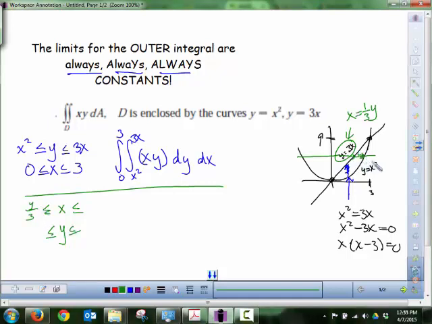I would be inside the region until I get out through the relationship y is equal to x squared, where I need to solve for x. So x is equal to what here? Square root of y. So those are going to be my limits for x if I decide to integrate with respect to x first. Okay, what are my y limits? Constants. 0 to 9.